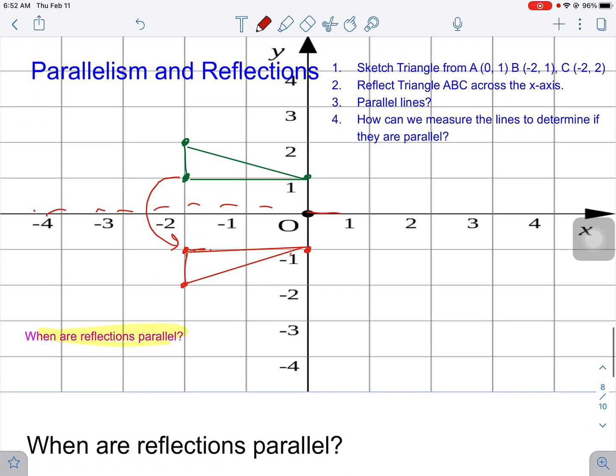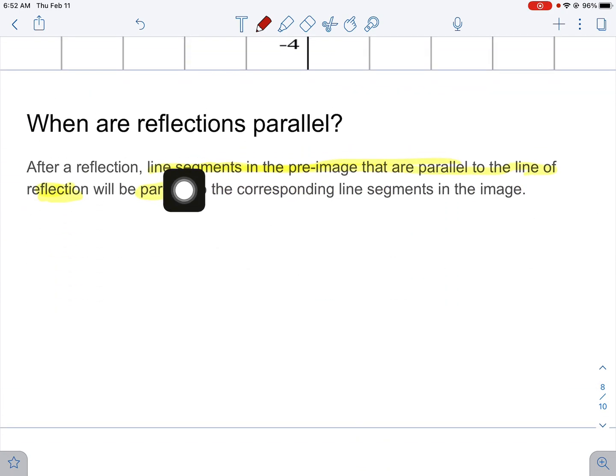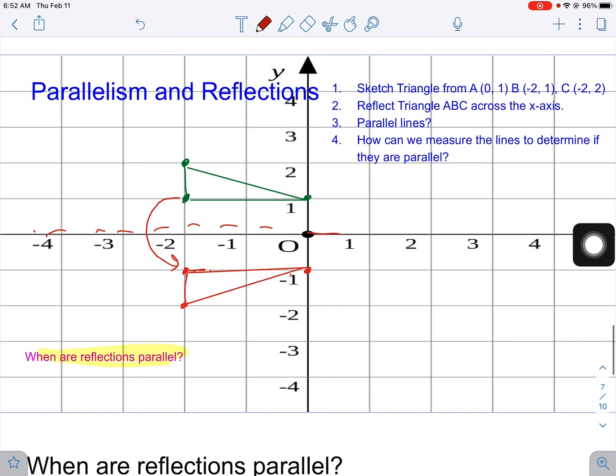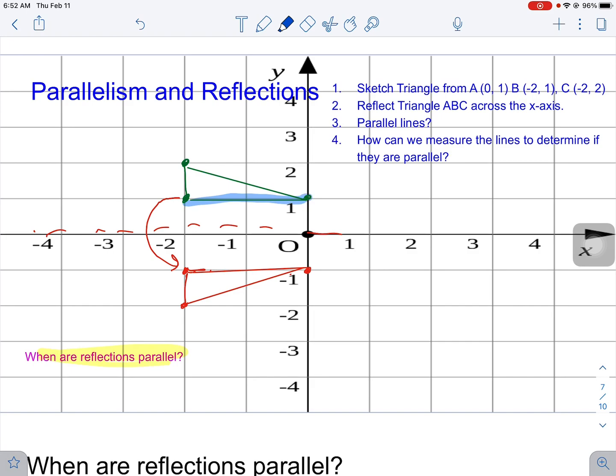And the question is, when are reflections parallel? Well, here it's a little different. You can see that this particular base of the triangle is parallel because it is also parallel to the line of reflection. And that's what they're saying here. After reflection, line segments in the pre-image that are parallel to the line of reflection will be parallel to the corresponding image. So for example, this segment right here, since it's parallel to the line of reflection, the x-axis, it will also be parallel to its image.